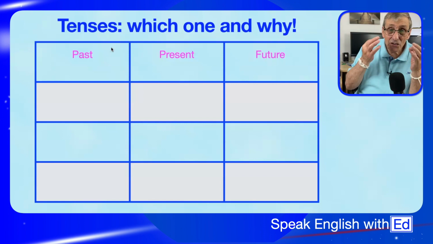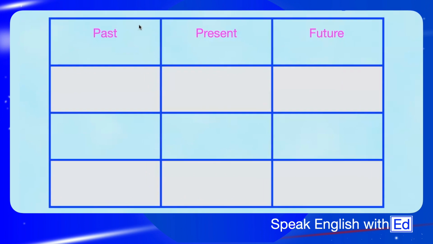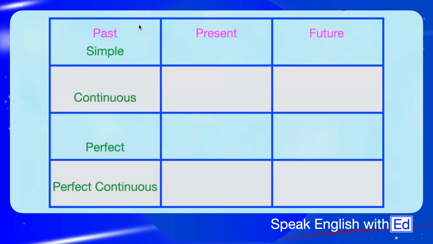Now, in these three time frames, you can tell your message in different ways. You can tell it in a very basic, simple way. You can tell it in a continuous action way. You can tell it in what they class as a perfect tense, or you can tell it in the perfect continuous tense. Sounds complicated.